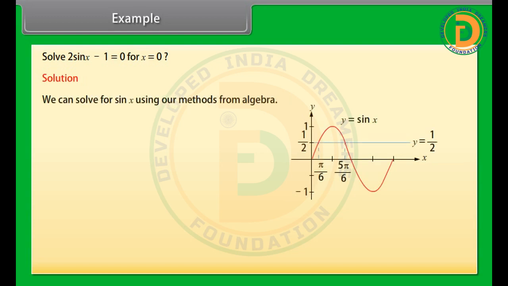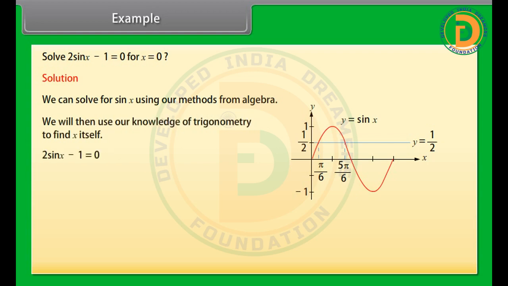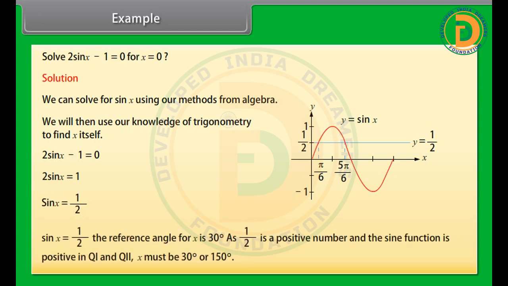Solution. We can solve for sin x using our methods from algebra. We will then use our knowledge of trigonometry to find x itself. 2 sin of x minus 1 is equal to 0. 2 sin of x is equal to 1. Sin of x is equal to 1 by 2. The reference angle for x is 30 degrees, as 1 by 2 is a positive number and the sine function is positive in quadrant 1 and quadrant 2. x must be 30 or 150 degrees.